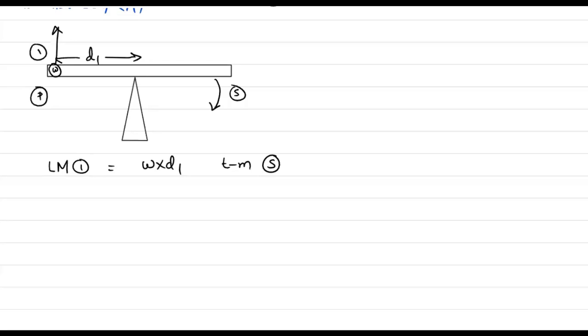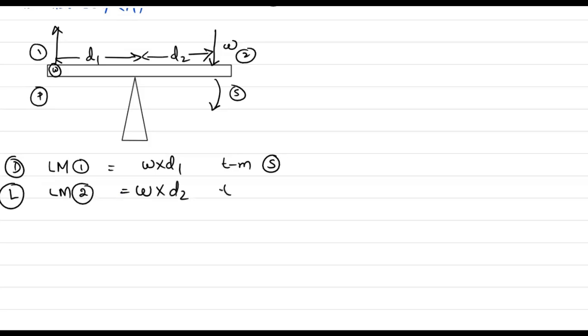And suppose if I load here the same amount of weight at distance D2. So the list moment 2, that is loading, this is discharging, this is loading. List moment 2 will be W into D2 ton meter, and again the direction will be starboard. Make sense?